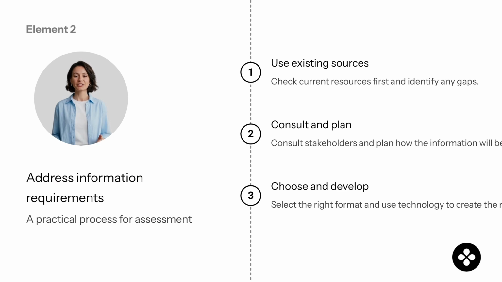Element 2 is about addressing information requirements. For assessment, you'll need to show that you can use existing information sources where they meet the need, and recognize when new or improved resources are required. You'll also need to consult with users and stakeholders, plan how the information will be implemented, choose a format that suits the audience, and use technology to develop clear, practical resources that are ready to share.